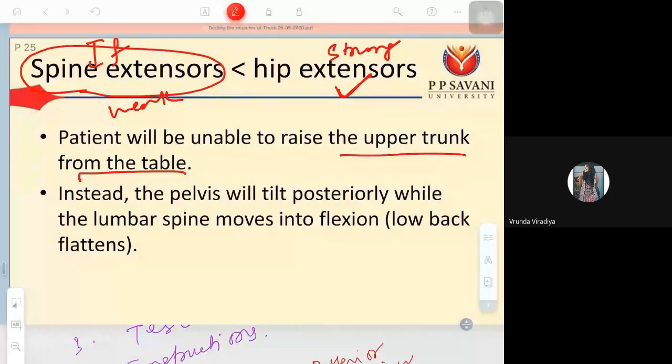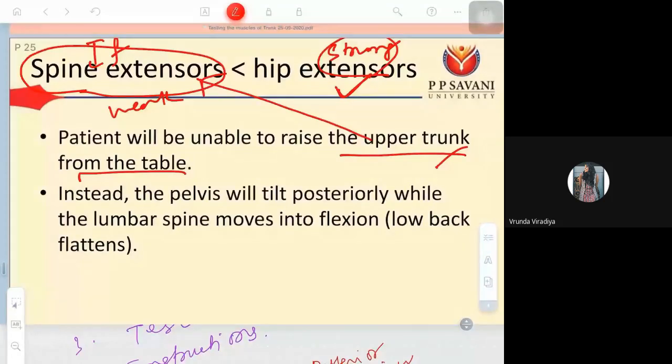Why can he not raise it? Because his extensors are weak. Simple. Patient will be unable to raise the upper trunk from the table when spine extensors are weak, but at the same time, hip extensors are strong. So instead, what will happen? Pelvis will tilt posteriorly while the lumbar spine moves into flexion. Listen carefully.